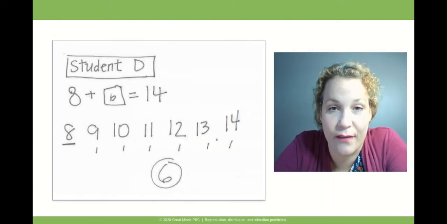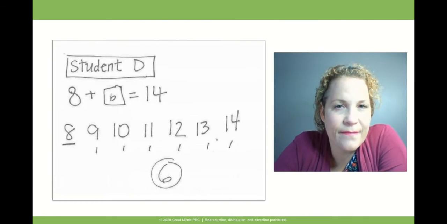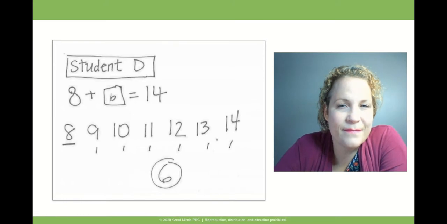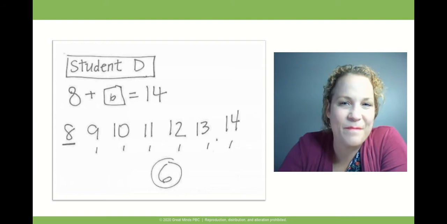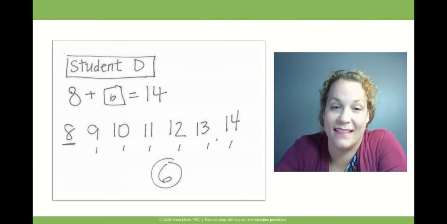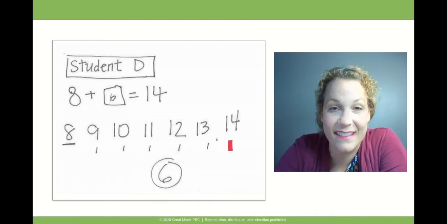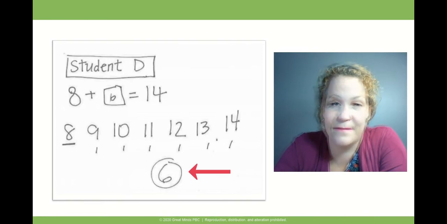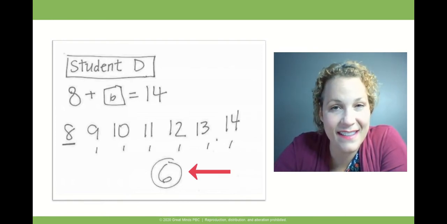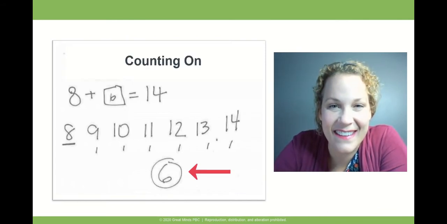How did student D solve the problem? Take a moment first to examine the work. Okay, tell me. Student D counted on from 8, like this: 8, 9, 10, 11, 12, 13, 14. Then they counted how many counts that took to get from 8 to 14. Do you know the name of this strategy? This strategy is counting on.